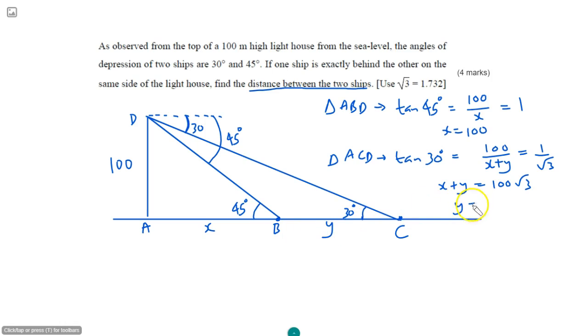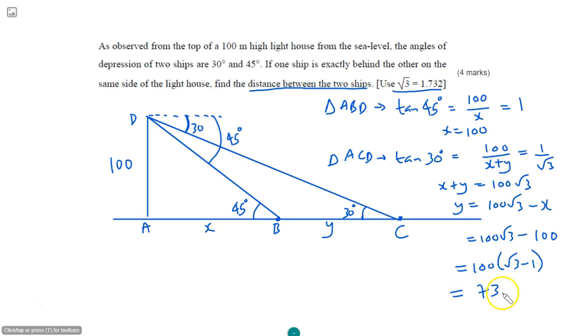So we can write y equals 100 root 3 minus x. That's 100 root 3 minus, we just found that x is 100. So that's minus 100. That will be 100 into root 3 minus 1. And if you use root 3 equal to 1.732, you will get an answer of 73.2 meters. So finally you should write distance between the two ships equals 73.2 meters.